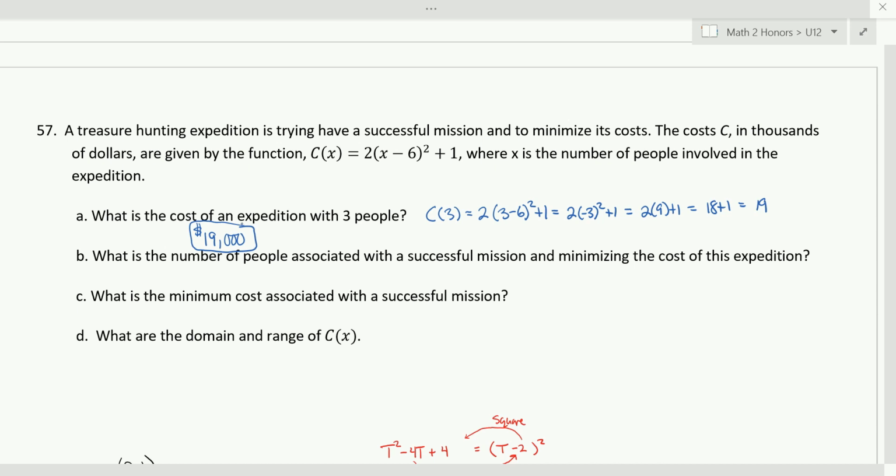All right, so B, what is the number of people associated with a successful mission and minimizing the cost of this expedition? What is that asking us to do, or what are we going to have to find to answer B? Vertex. What gives that away? How do you know it's vertex?